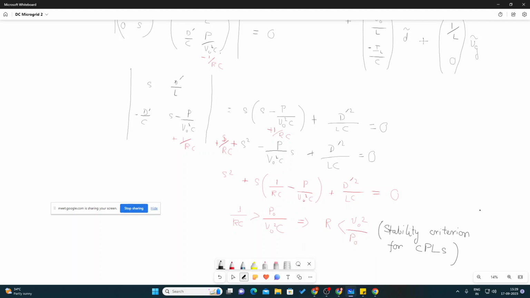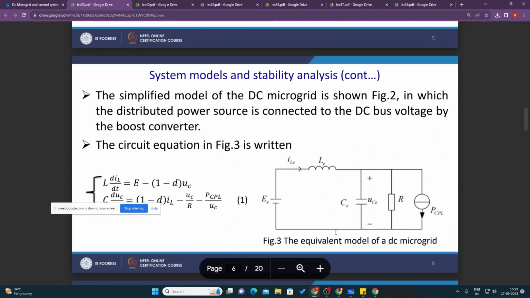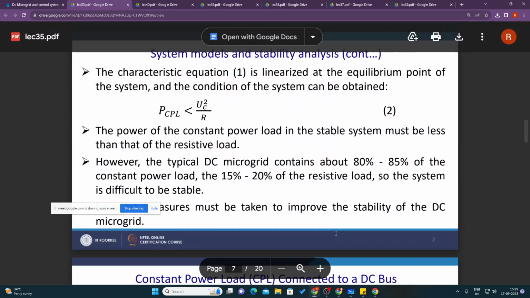But V naught will be the variable, right, sir? Yeah, it's variable, but you will operate it at an operating point, right? So at that operating point, V naught square by P naught is the tangent at that point. So the magnitude of this resistance should be less than the magnitude of that resistance. Okay, sir. But in the lectures, the expression was given in a different way, right? Let's see.